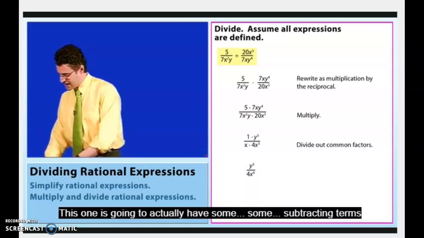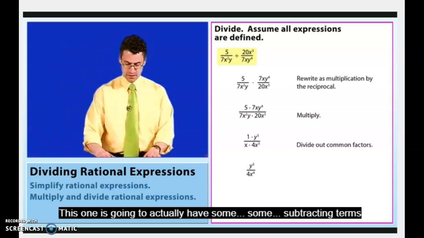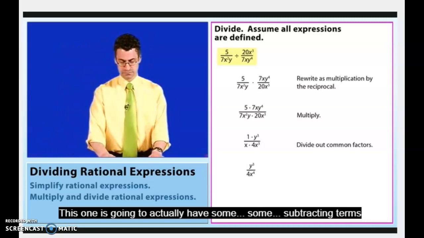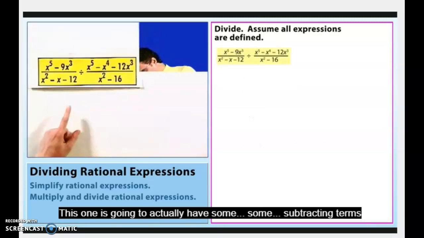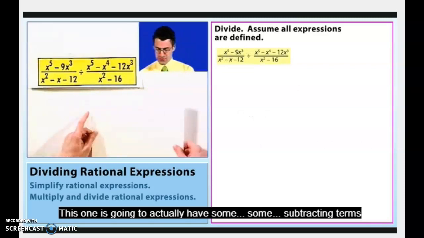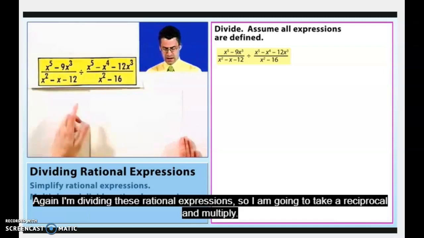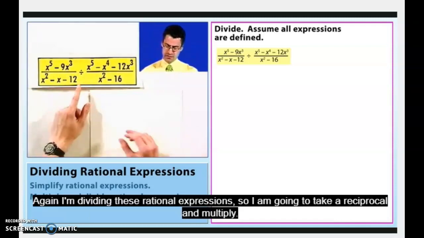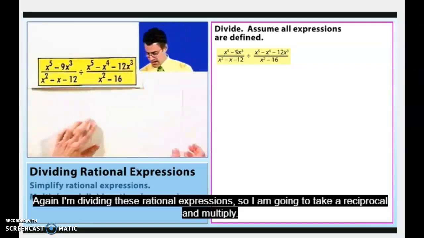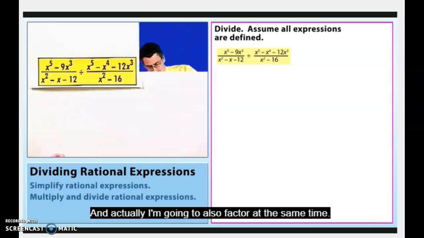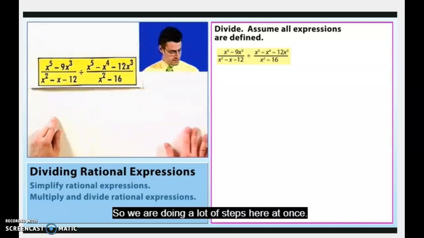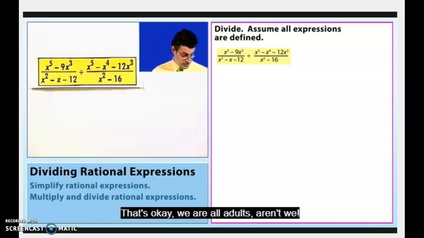This one is going to actually have some subtracting terms in the numerator and denominator, so I will have to actually group things in parentheses. Again, I'm dividing these rational expressions, so I'm going to take a reciprocal and multiply. And actually, I'm going to also factor at the same time. So I'm going to do a lot of steps here at once. But that's okay, we're all adults, aren't we?